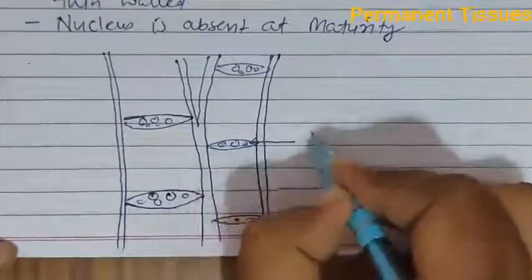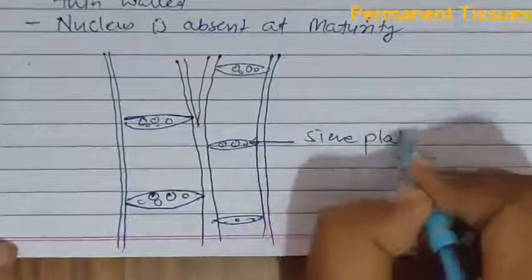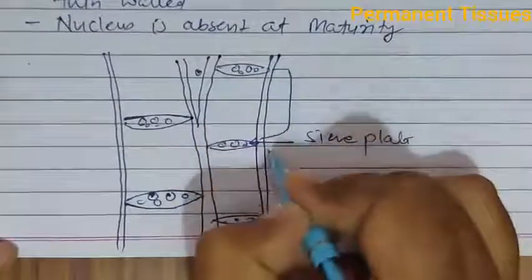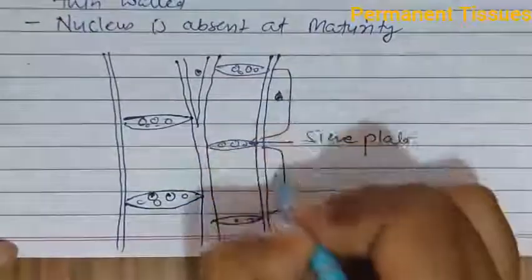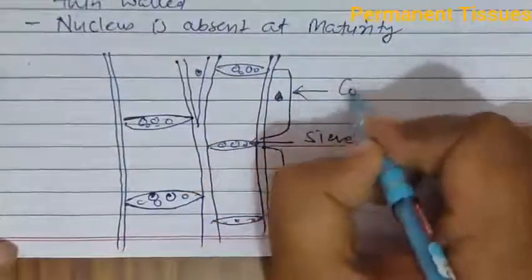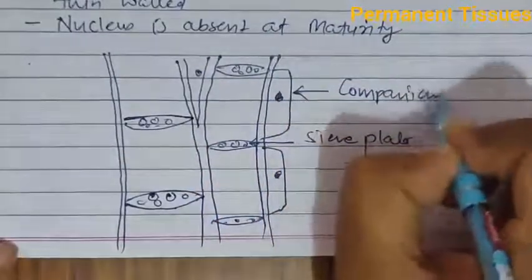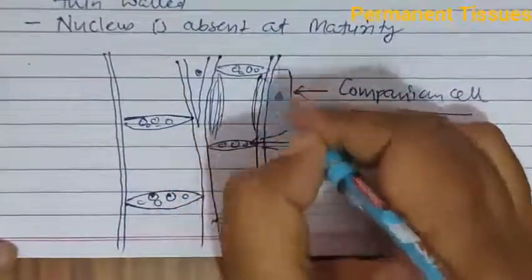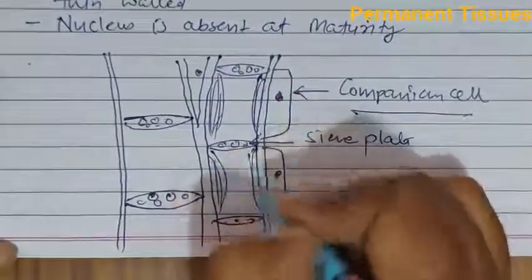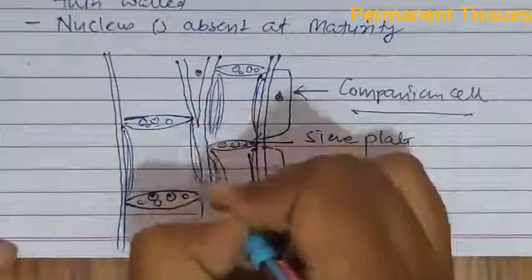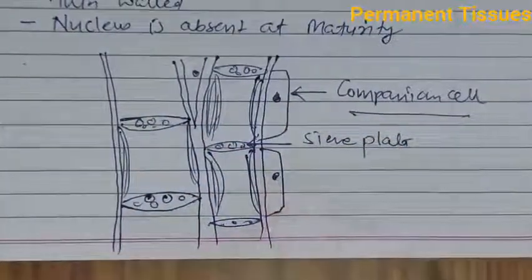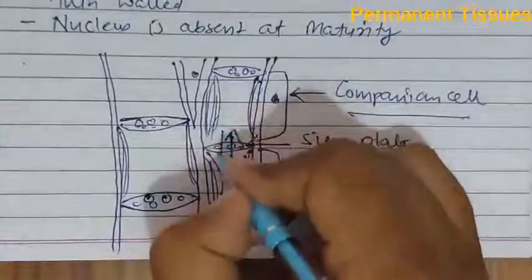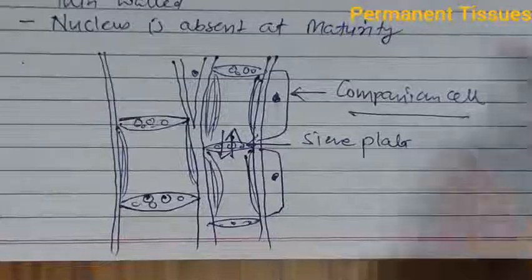So these are sieve plates, and with this you find the companion cells. Now in this, protoplasm is peripheral. Why is protoplasm peripheral? Because conduction occurs through this. Now in the sieve plate there are some pores, and through the pores the conduction of food occurs in this way, and companion cells are associated with this.